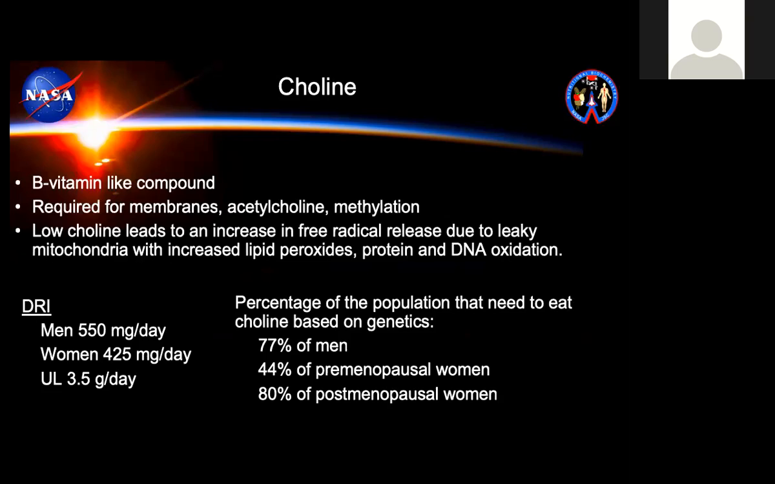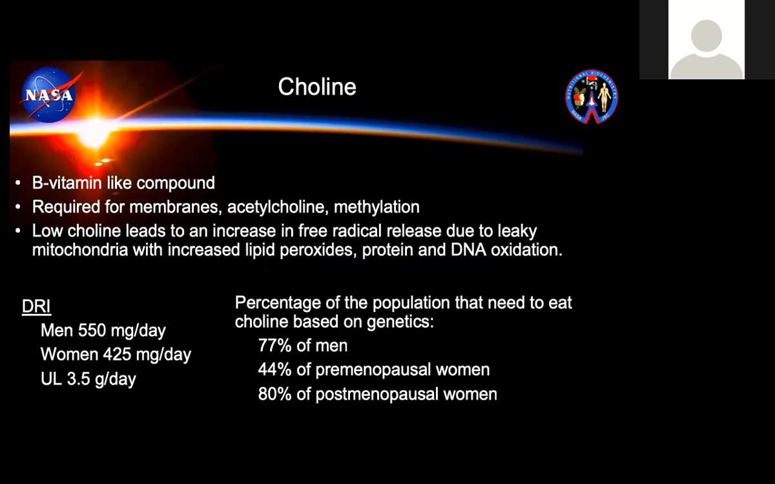The last one I wanted to show you is choline. It's a B vitamin-like compound. It's required for membrane function and structure, acetylcholine production, methylation. So when you have a low choline status, it can lead to an increase in free radical release due to leaky mitochondrial membranes with increased evidence of oxidative damage or stress.